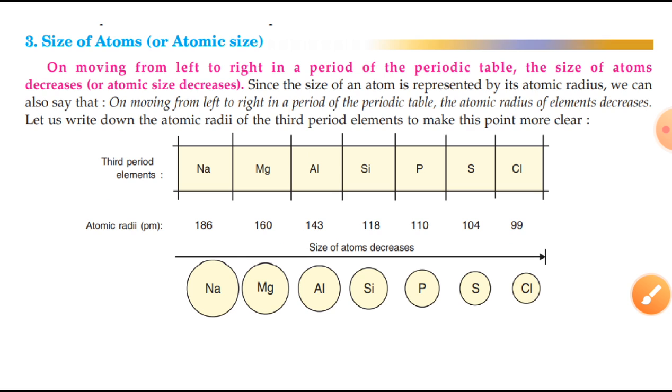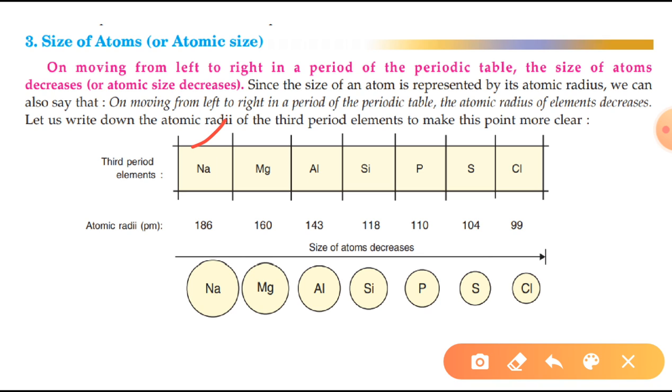Let's talk about the next property that's on your screen. It's size of atom, atomic size. Students, the distance from the nucleus to the outermost shell is known as atomic size or size of an atom. So first of all, let's understand what the trend is. While moving from left to right in a period along the periodic table, the size of atom decreases. Okay, this is sodium and this is your chlorine. From sodium to chlorine, the size of atom will decrease.